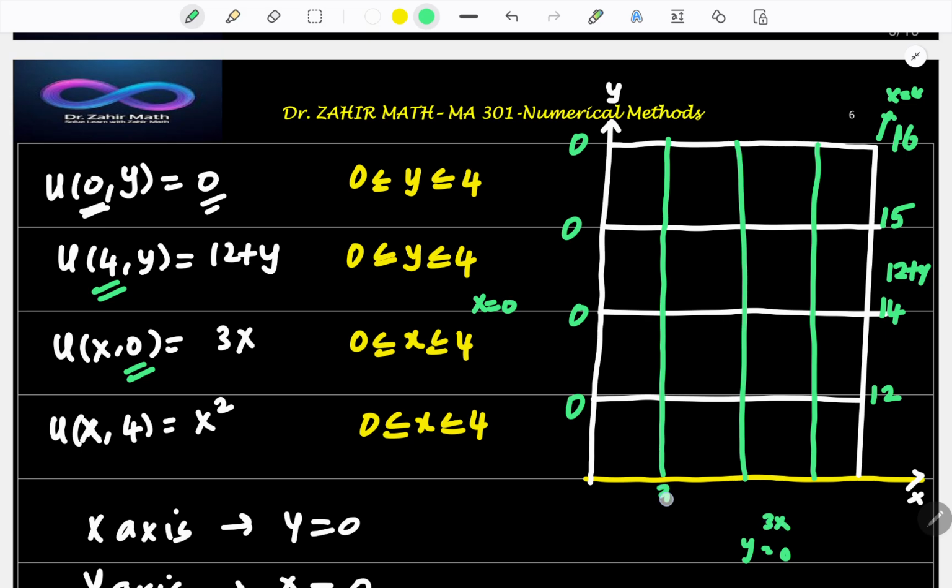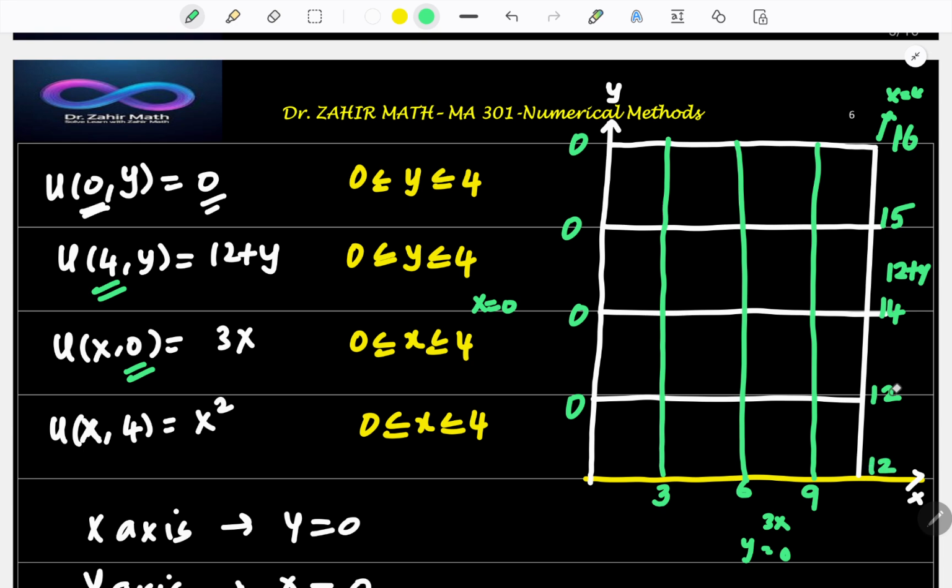When I put x equal to 1, this is 3. When x is equal to 2, this is 6. x equal to 3, it is 9. And x equal to 4, it is going to become what? 12, right? Then for the next line, 12 plus y, x is equal to 0, this is 12.